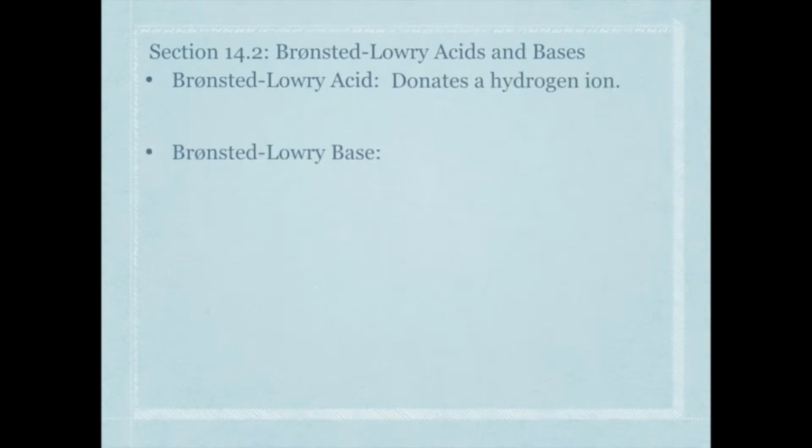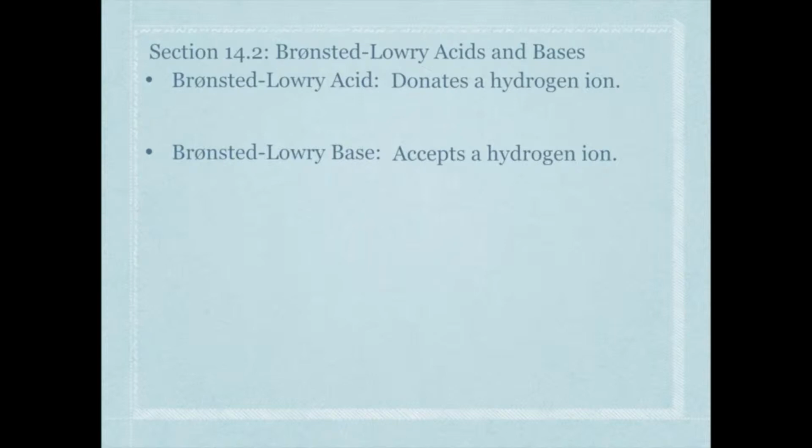The very last thing I'm going to go over is a new definition for acids and bases, and that's the Bronsted-Lowry acid-base definition. So a Bronsted-Lowry acid donates a hydrogen ion, while a Bronsted-Lowry base accepts a hydrogen ion. So that's a good way to remember that. Bases accept while acids donate hydrogen ions.